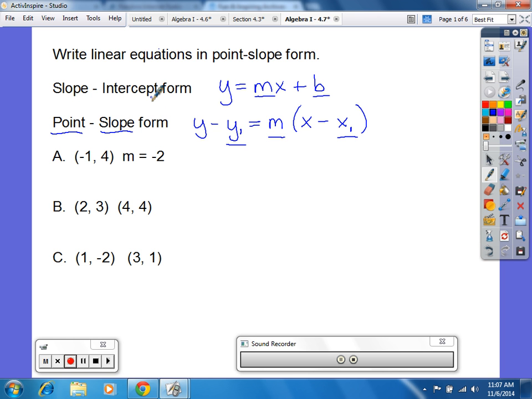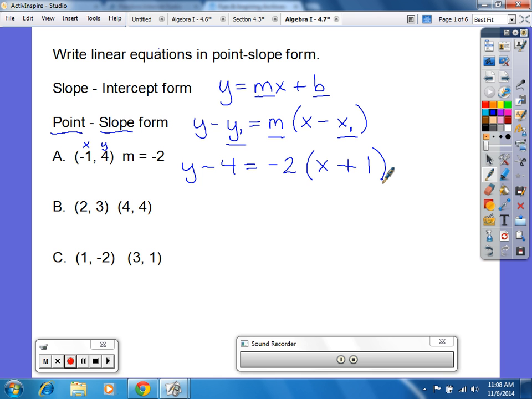I'm going to start with letter A. On letter A, they gave me a point. Remember, that's my x and my y. And they gave me a slope. So I have everything I need to write an equation in point slope form. Here's what your equation should look like. I'm going to write y minus the y value. So y minus 4 equals, my slope is -2 times x minus the x value. My x is -1, so x minus a -1 becomes x plus 1. That's the equation in point slope form.